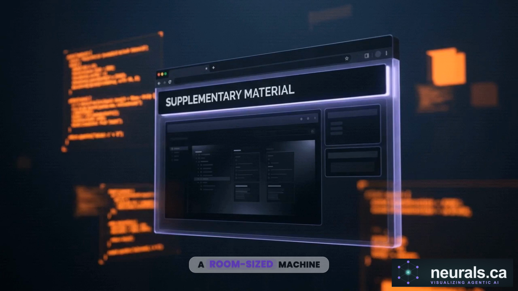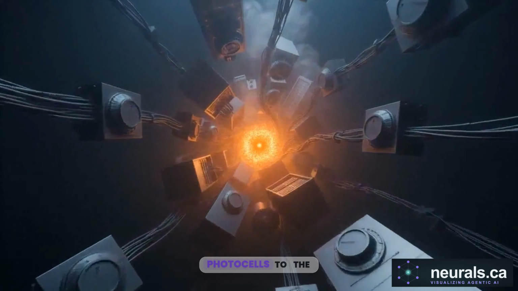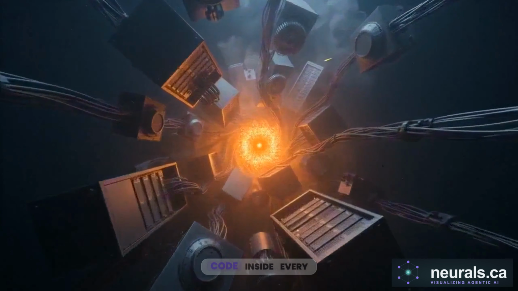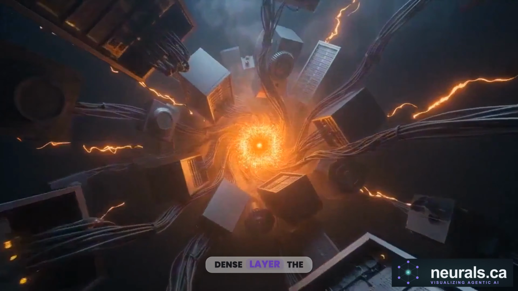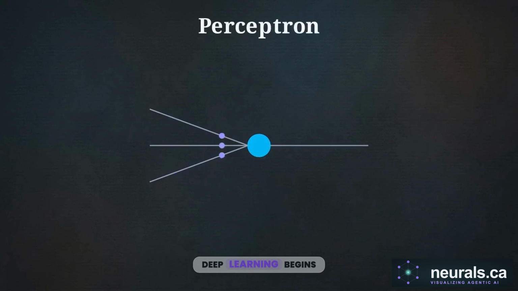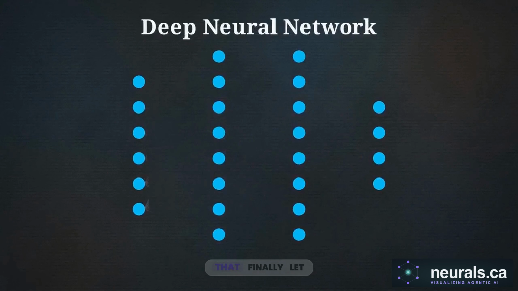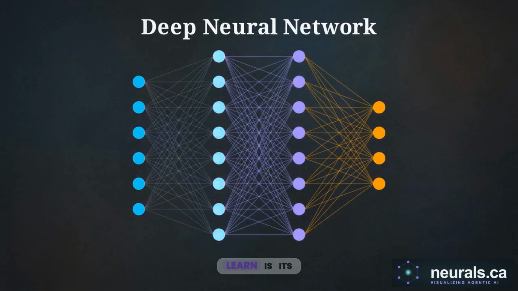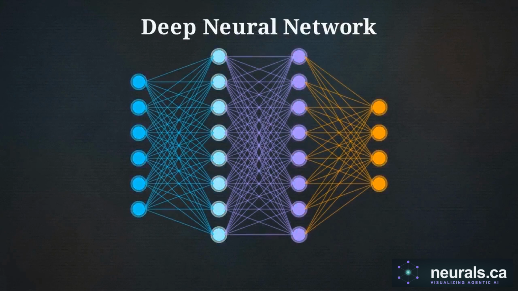From a room-sized machine of dials and photocells to the single line of code inside every dense layer, the perceptron is where deep learning begins, and the trick that finally let those stacked layers learn is its own story.